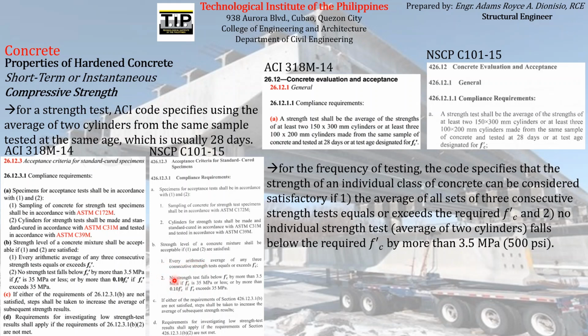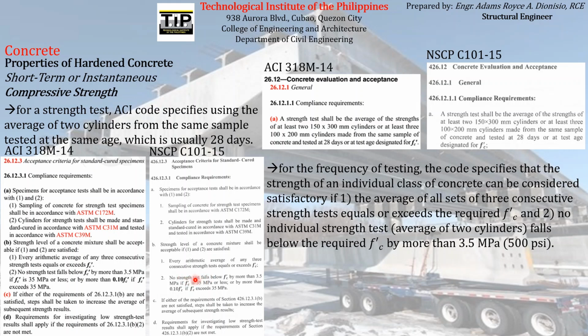Therefore, we can say that it is already acceptable, given that we will also satisfy the second requirement of the provision of the code, which states that no strength test falls below FC prime by more than 3.5 megapascal. So our FC prime is 30 megapascal, and obviously all of the strength tests in my example are more than the required compressive strength. So actually, we are not more concerned to satisfy this second part, because obviously it is already satisfied.